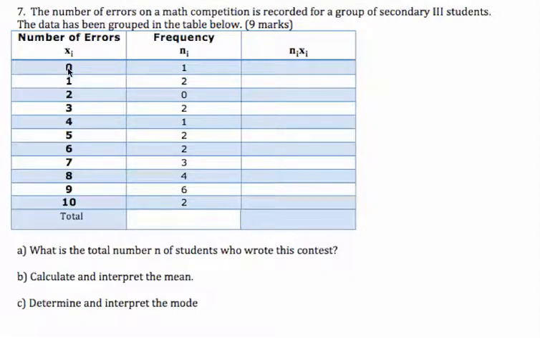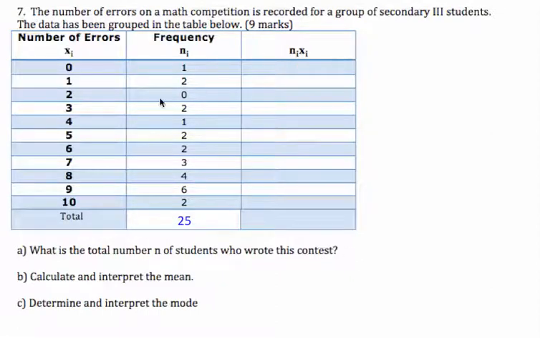The number of people who got no errors on their contest, 1 person. The number of people who got 1 error, 2 people. So the frequency is also the number of people. The number of people who got 2 errors, none. The number of people who got 3 errors, 2. If we add all of these up, we end up with 25. So the total number of students who took the contest is 25.